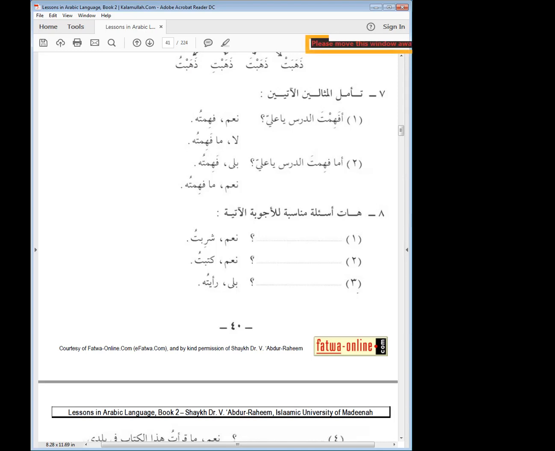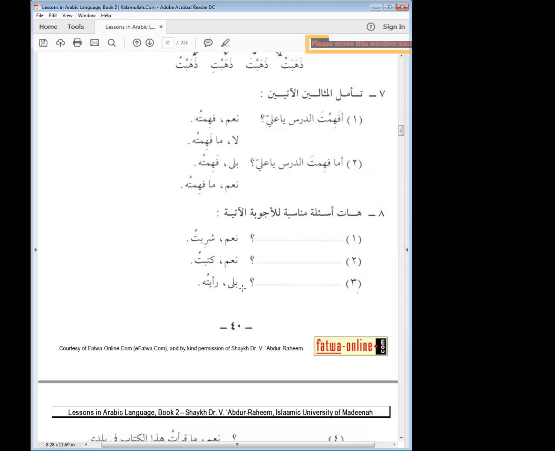Anybody on Zoom? Feel free to answer. We have Zakaria, Yahya, Sumaya. أكتبت الدرس. So the answer will be نعم كتبت. Right? Did you write the lesson? Yes, I wrote the lesson. Good. Next one. The answer is بلى رأيته.